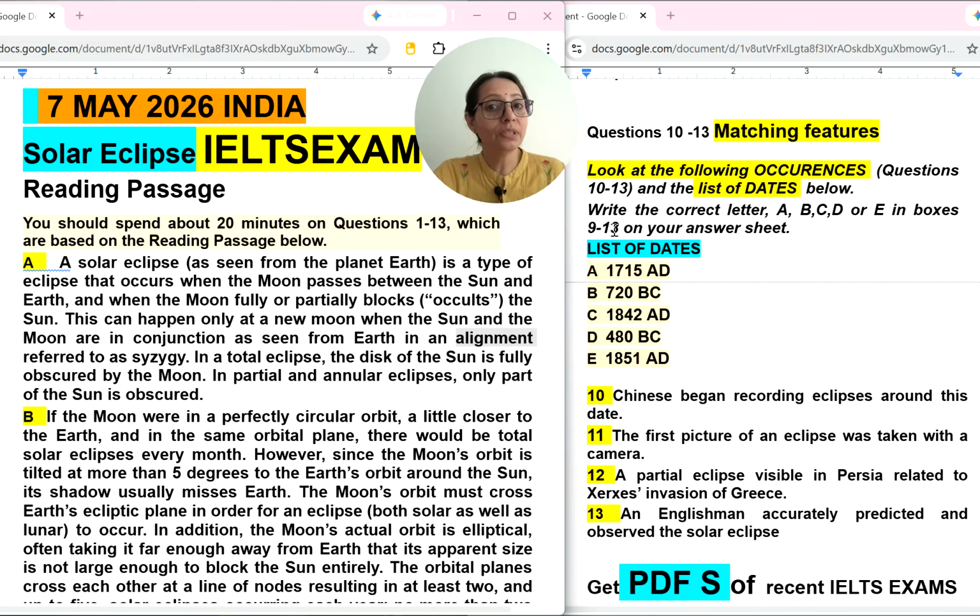So let's do this kind of question, that is having a list of dates. We have to match these list of dates with a list of incidents or events, you can say. So these are the list of dates and these are the events from question number 10 to 13.